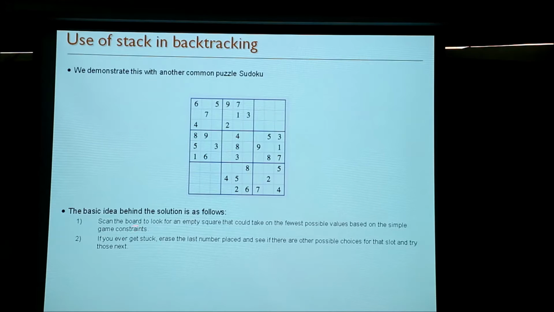So what we do is scan the board to look for an empty square, in some order, maybe row wise, and try to give the lowest possible value to those empty squares. If you get stuck, then erase the last number. That's the backtracking step. Place and try any other choices, and if you run out of choices, then you have to go back to the previous stage.